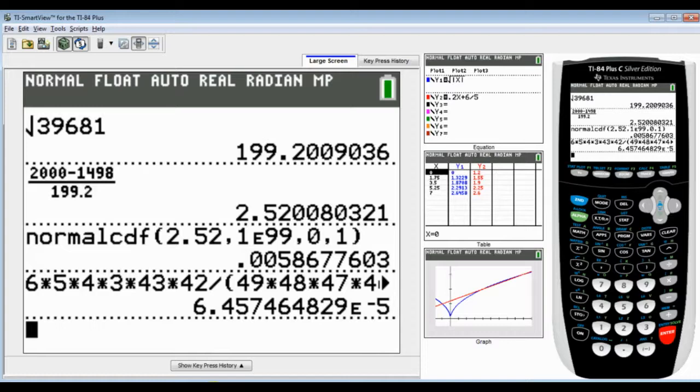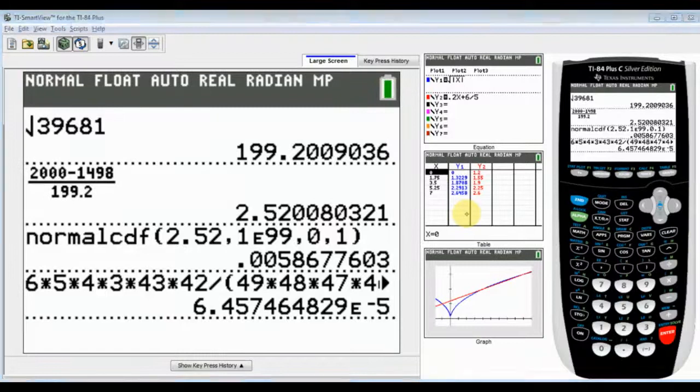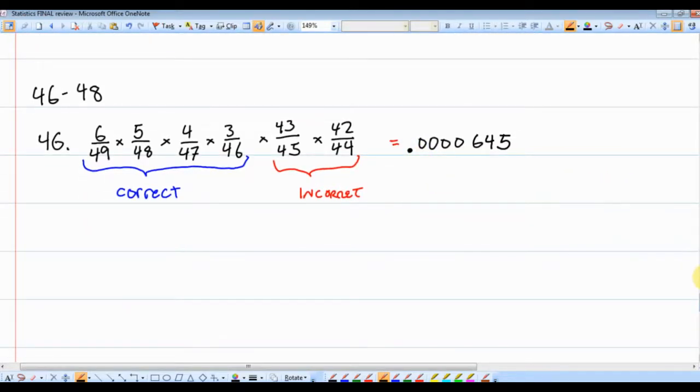It's 0.00006 something, e to the negative 5. Can we leave it as e to the negative 5? I prefer if you didn't. The reason I'd like you to write it out is I really want you to appreciate how small this number is. 47.